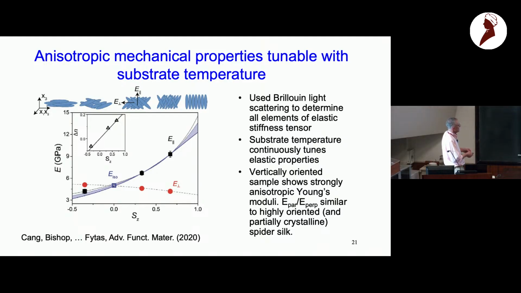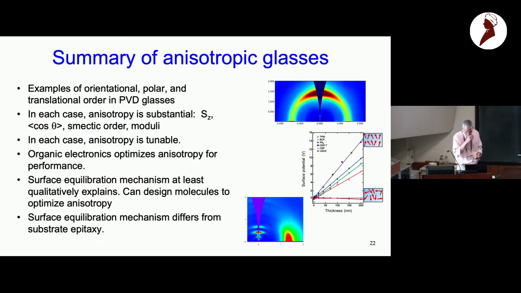And I'll just show you the Young's modulus. We know all the moduli. This is the out-of-plane Young's modulus. This is the in-plane Young's modulus. I'll just focus on the smectic, the thing that looks like a smectic. This is roughly a factor of 2 difference in the moduli, which it turns out to be a really big number. It's similar to the difference in the parallel and perpendicular moduli for highly oriented and partially crystalline spider silk. So these things have quite anisotropic mechanical properties.